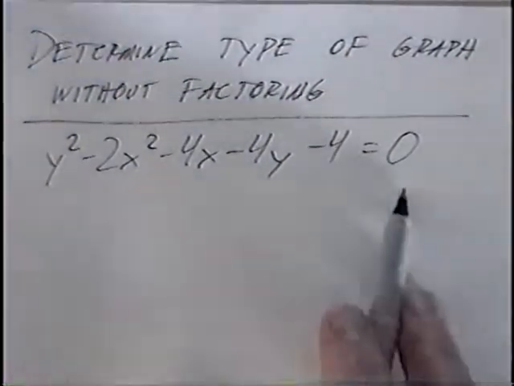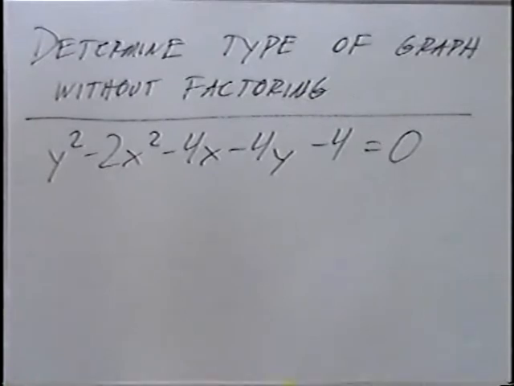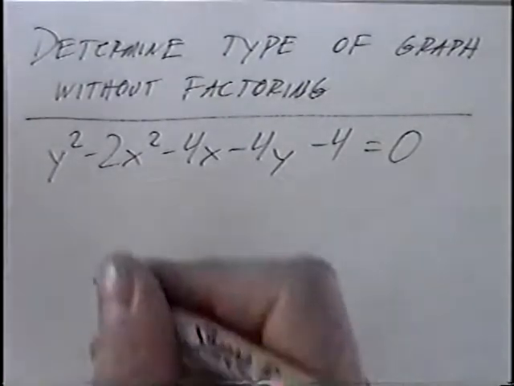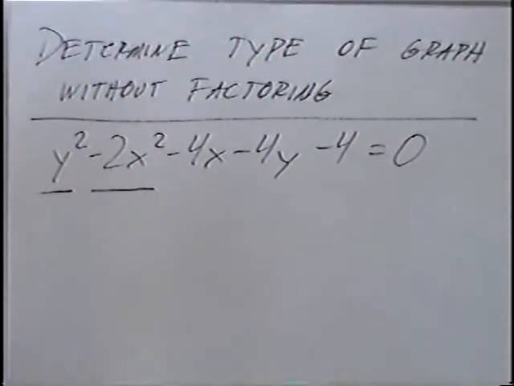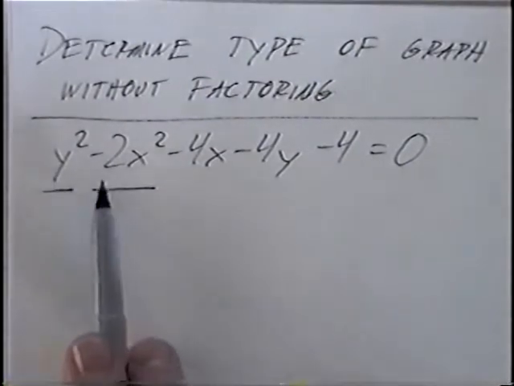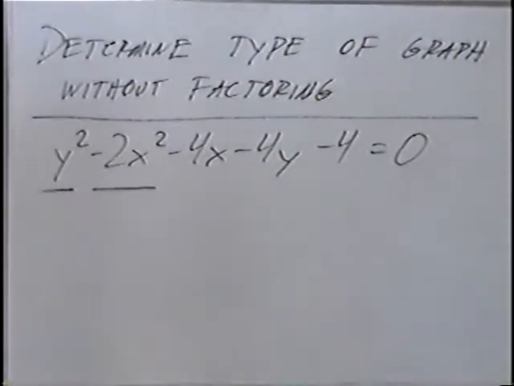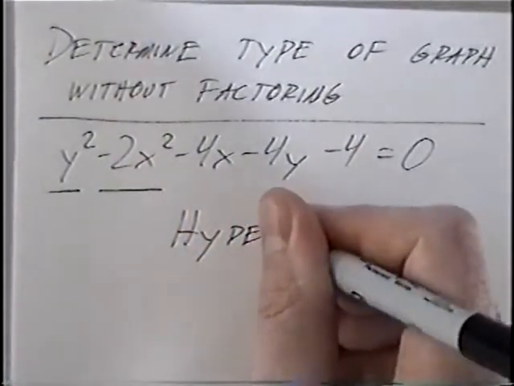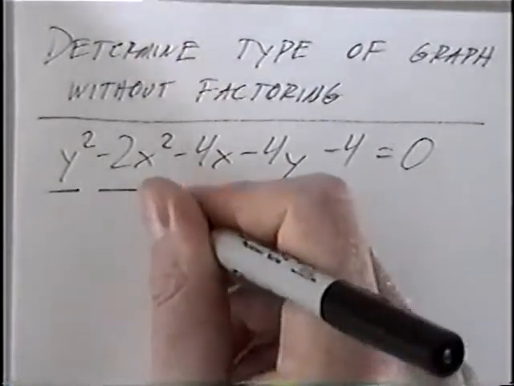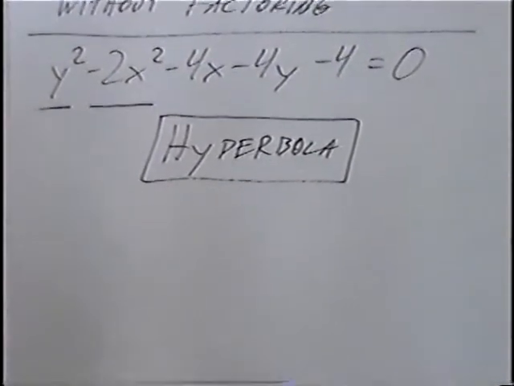This equation is not in standard form for any of the graphs, but without factoring it or without solving it, we can determine the type of graph. We want to look at the variables that are squared. We have y squared and negative 2x squared. So both variables are squared, so it's not a parabola. We have a positive y squared and a negative x squared. There's one graph that has one variable positive and one variable negative, and that graph would be a hyperbola. So by looking at the equation, we can determine that this graph would be a hyperbola shape.